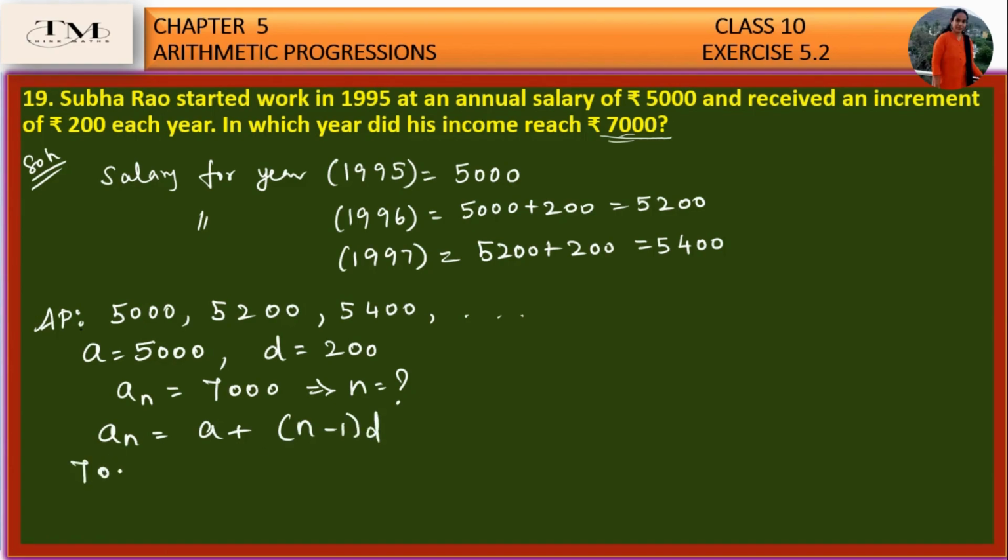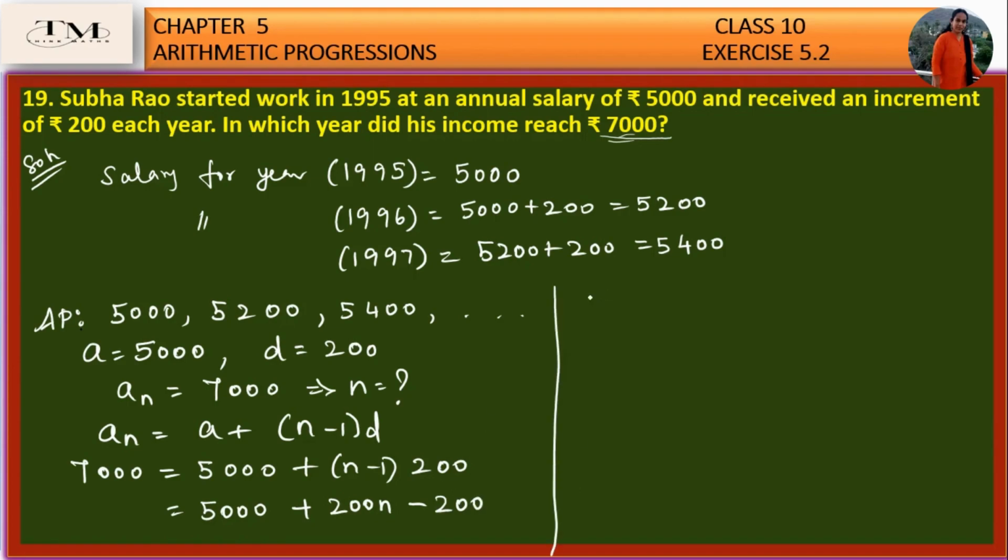So a_n is given as 7,000. a is 5,000 plus (n minus 1) into 200. So 5,000 plus 200n minus 200. I am keeping the 200n on this side. On the other side we have 7,000. This plus 5,000 will become minus 5,000, and this minus 200 will become plus 200.